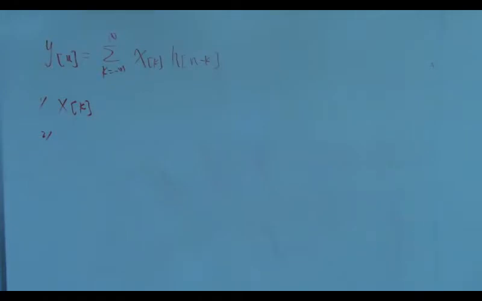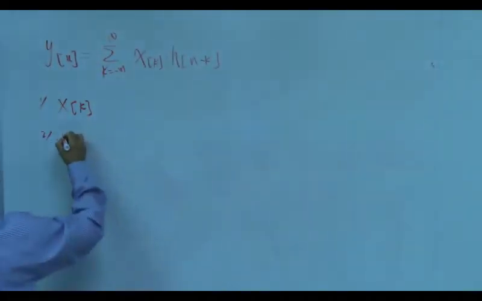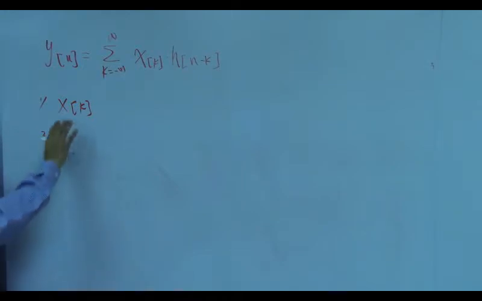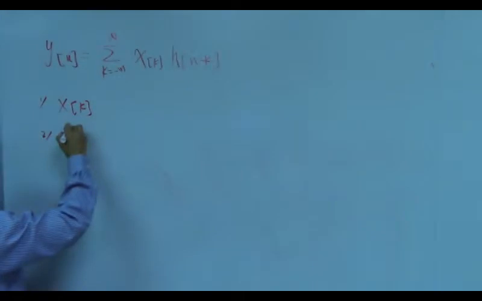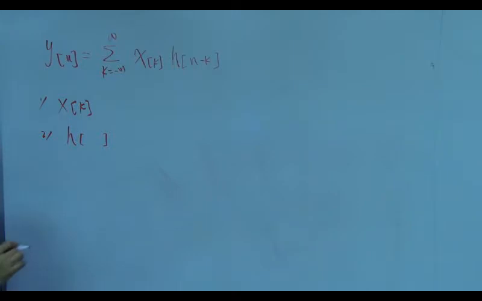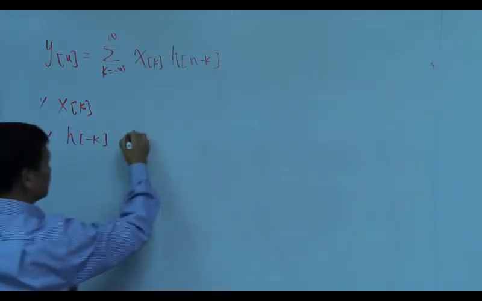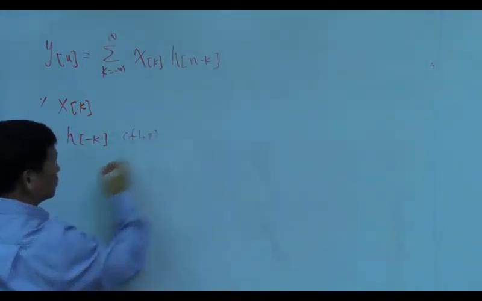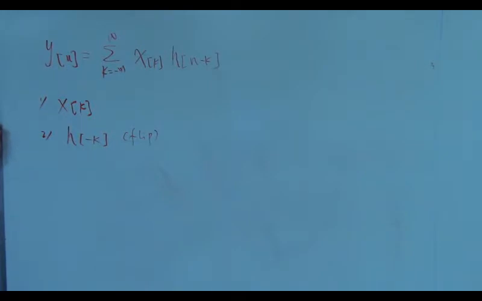You flip, right? That means you flip the other one, because we keep this one here. So how do you flip the other one? The other one means you draw h, and you flip means h[-k], right? That's the only flip. So this is called flip. Good?